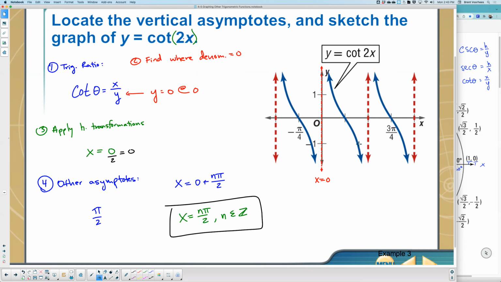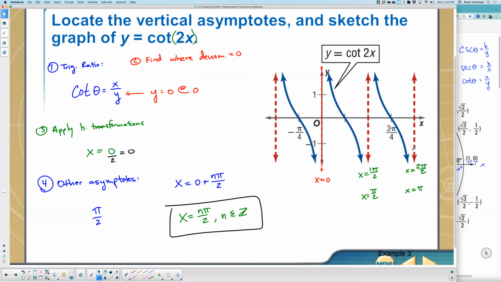So that means this asymptote would be, since it's the first one to the right, 1 pi over 2. I'm going to go ahead and put a 1 there just so you can see n is 1. That's the first one over. This asymptote right here would be 2 pi over 2, which certainly you could reduce and rewrite that as pi over 2 and this as pi.